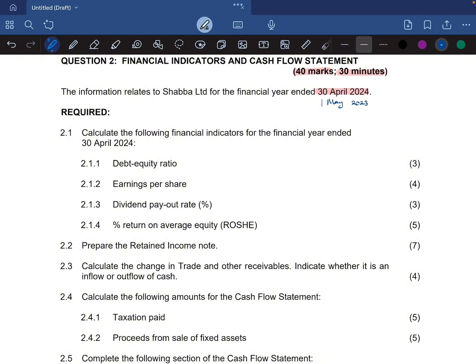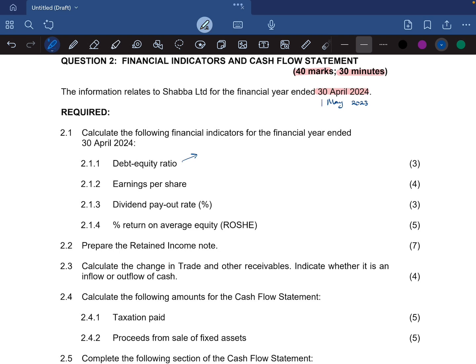But just before we begin, I suggest that you watch the video where I was explaining financial indicators and the formulas that we use when we are required to calculate financial indicators, so that you are familiar and can watch this video without any stress on how to use the formulas. The first one is the debt equity ratio.